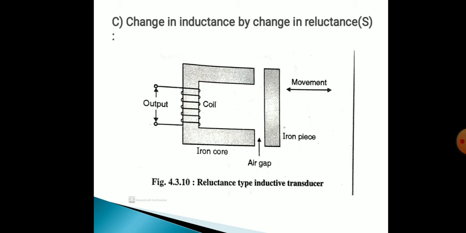Third one is change in inductance by change in reluctance. The figure shows the variable reluctance type inductive transducer for measurement of displacement. A coil is wound on a C-shaped iron core. The input signal causes movement of an iron piece. The movement causes variations in the length of the air gap. The total reluctance is varied, and because of reluctance changes, the inductance also changes.